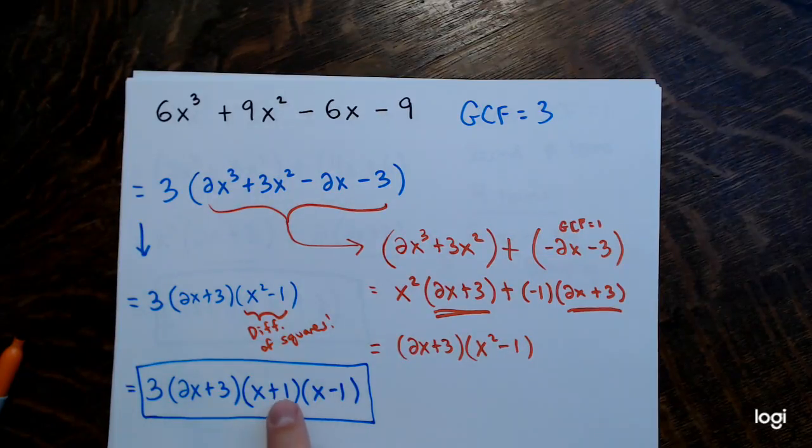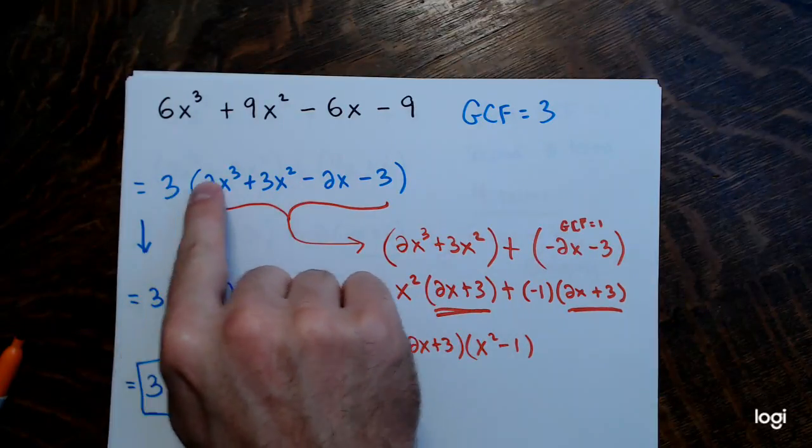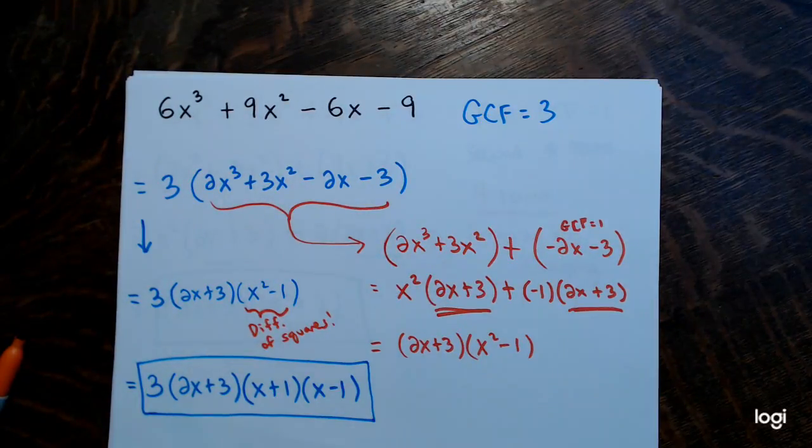And double check. If I multiply these two, I get this. And then if I multiply these two, I get this. And then multiply by 3, I get that. You do have an expression down here that is equivalent to the original polynomial we were given. Great. Okay, so I know it's a lot.